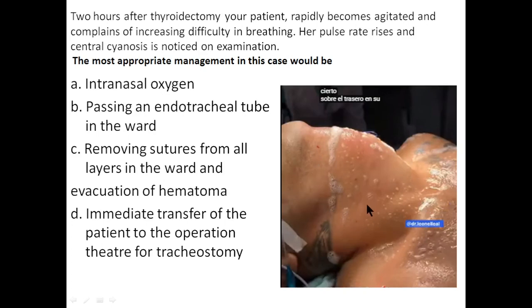A lady underwent thyroidectomy and immediately after the operation her neck swelled up like this, and she developed dyspnea and shortness of breath and can't catch her breath. The story: 2 hours after thyroidectomy, your patient rapidly becomes agitated and complains of increasing difficulty in breathing. Her pulse rate rises and central cyanosis is noticed on examination. She becomes cyanosed with respiratory failure and will die. The most appropriate management would be intranasal oxygen while passing endotracheal tube in the ward, or removing sutures from all layers in the ward and evacuation of hematoma, or immediate transfer to OR to do tracheostomy. The answer is C. You have to remove sutures from all layers in the ward and evacuate the hematoma. Okay.